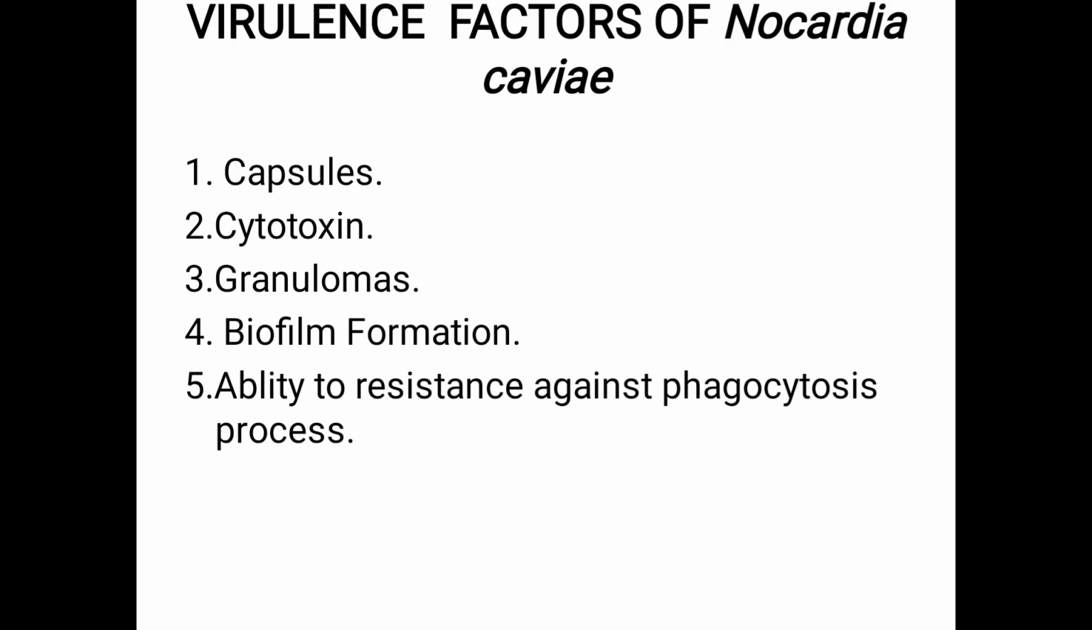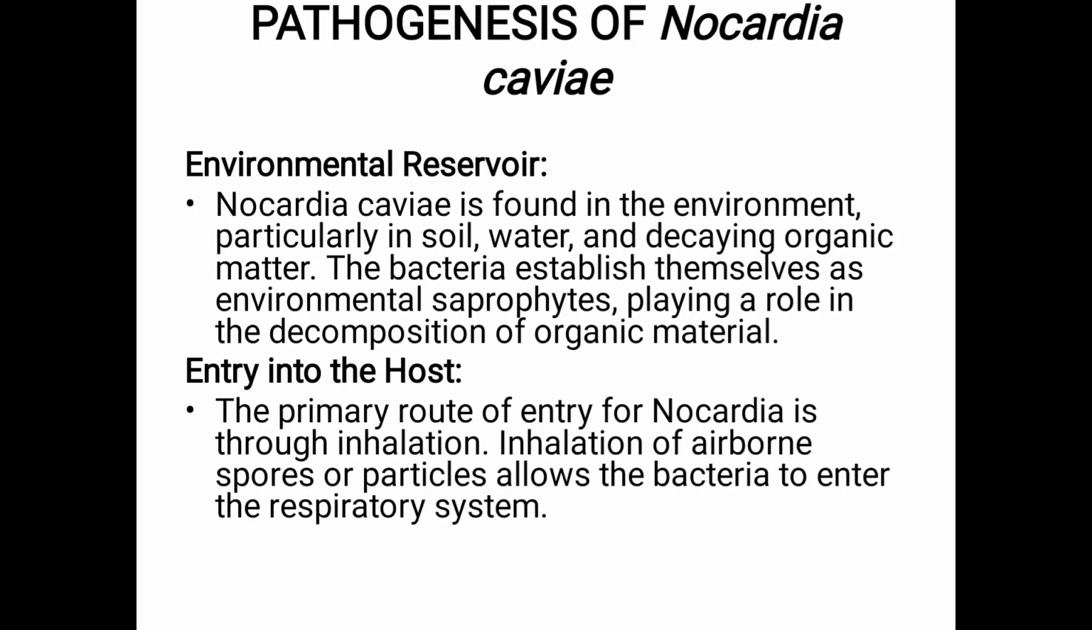Virulence factors of the Nocardia caviae: capsule, cytotoxin, granulomas, biofilm formation, ability to resist the phagocytosis process. Pathogenesis of the Nocardia caviae. Environmental reservoirs. Nocardia caviae is found in the environment, particularly in soil, water, and decaying organic matter. The bacteria establish themselves as environmental saprophytes, playing a role in decomposition of organic materials.